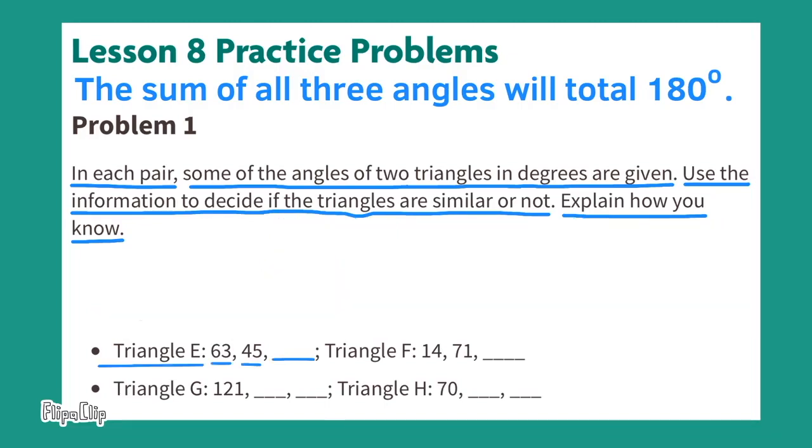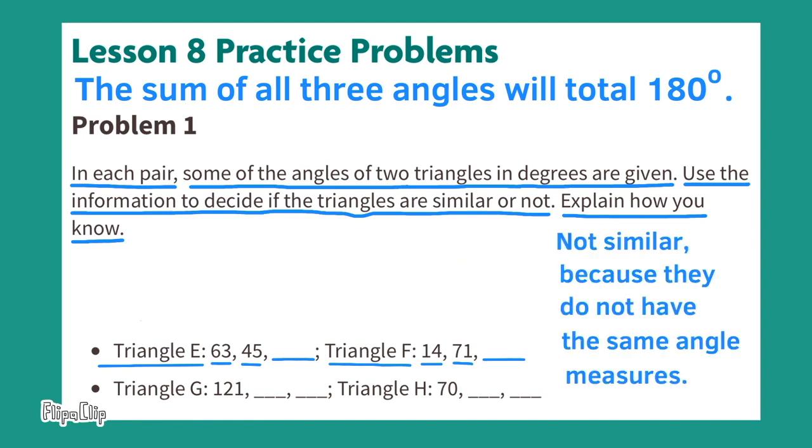Triangle E, 63 degrees, 45 degrees, and an unknown measure. Triangle F, 14 degrees, 71 degrees, and an unknown measure. These triangles are not similar because they do not have the same angle measures.